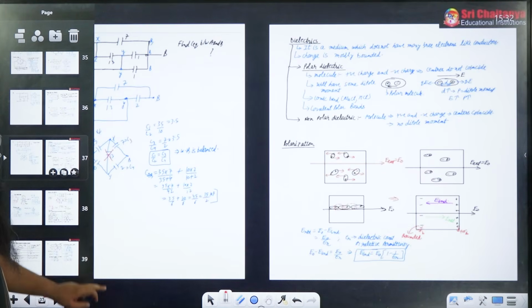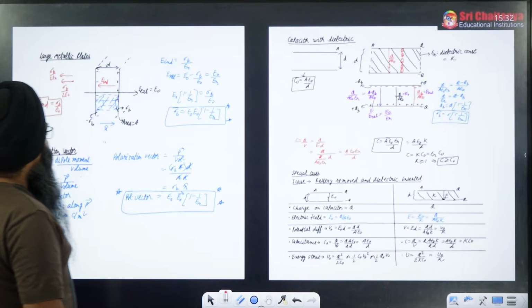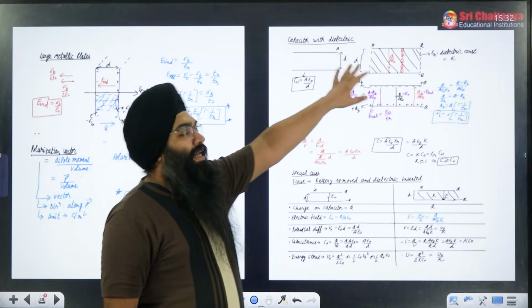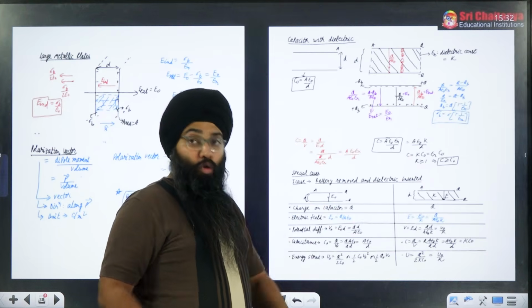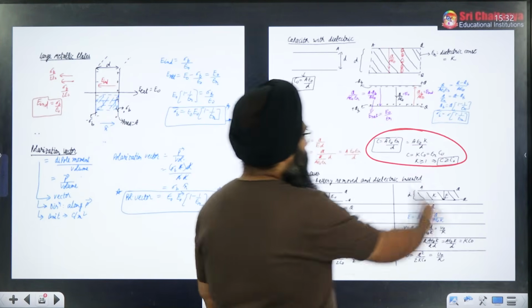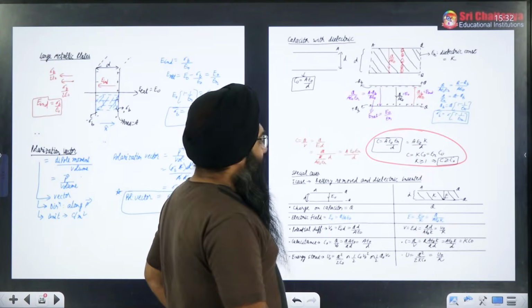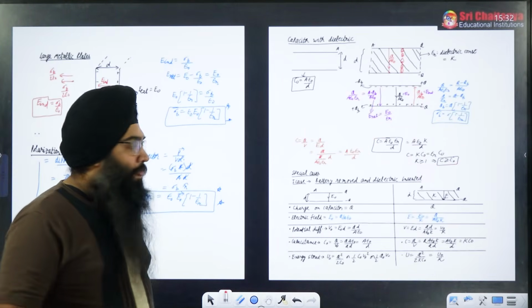Dielectric, I already told you that in dielectrics what happens? Whenever you insert a dielectric in between the capacitor plates, completely filling the space, the capacitance will become K times. The capacitance will become K times. Now this is very important. There are two special cases which you have to remember.